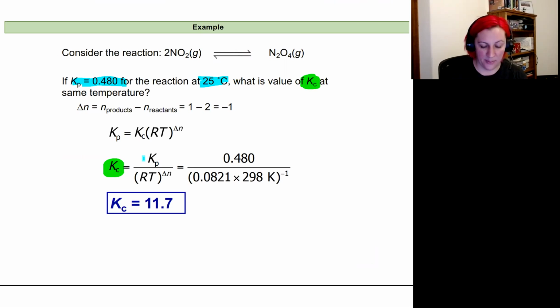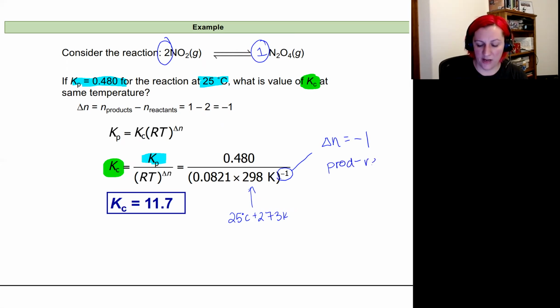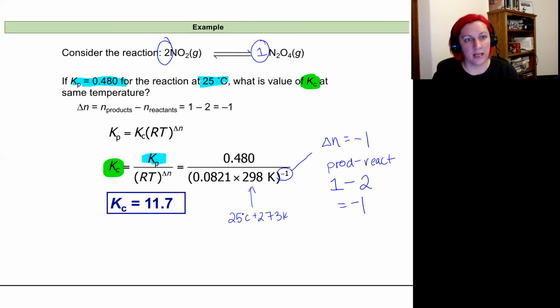So we can input our Kp value. Our R is a constant, and T is our 25 degrees Celsius converted into Kelvin. And then here is our delta n. Our delta n equals -1. What that's coming from is our coefficients are 1 and 2. Remember, it's going to be products minus reactants. So I have a sum of coefficients of 1 for my products minus the coefficients for my reactants, and there's 2, so it's 1 minus 2. That equals -1. When I calculate all of this, the K value that I calculate is 11.7, which is extremely different.